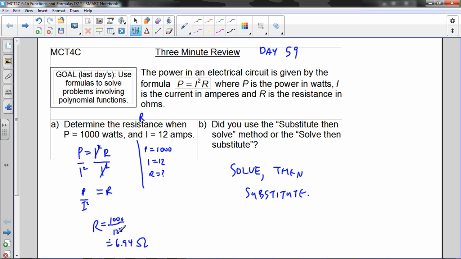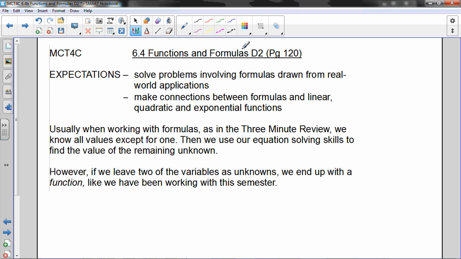All right, on with day 2, formulas and functions. What are we asked to do today? Solve problems involving formulas drawn from real-world applications. Well, that one's the same as yesterday. Make connections between formulas and linear, quadratic, and exponential functions. Well, certainly, lately we've been dealing with polynomial functions. So this is a kind of connection to review stuff from chapters gone by.